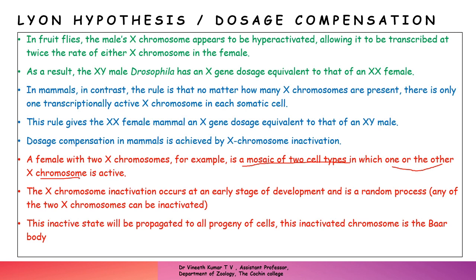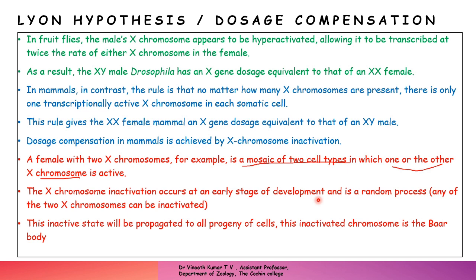So what is this, that one or the other X chromosome is active? Before explaining this, we'll see this and come to that particular point. Our question was when it is getting inactivated, and the answer is that X chromosome inactivation occurs at an early stage of development. Early stage of development in the sense that when an oocyte is formed, or the oogonial cells, there is no inactivation, because when the cells form the oogonia, the inactivation process is reversed. They become the normal X chromosome.